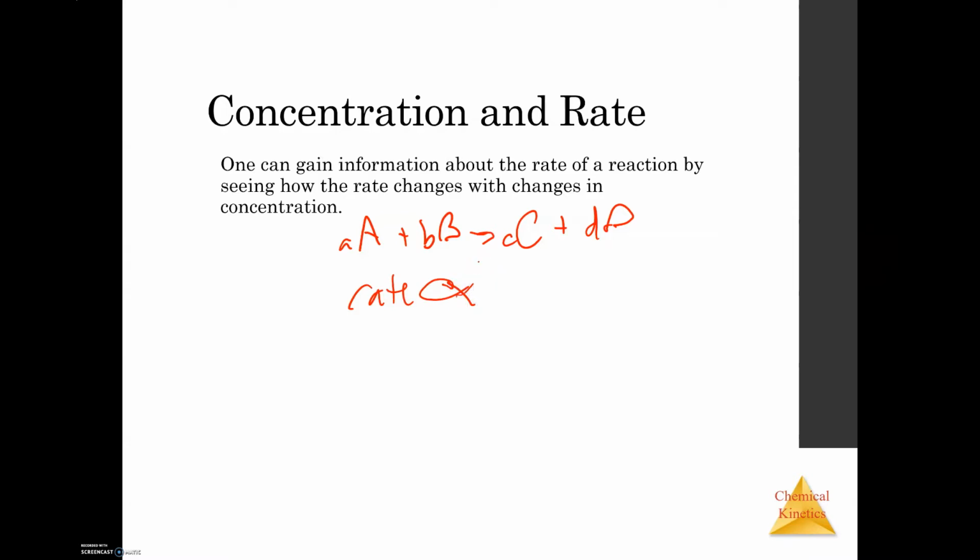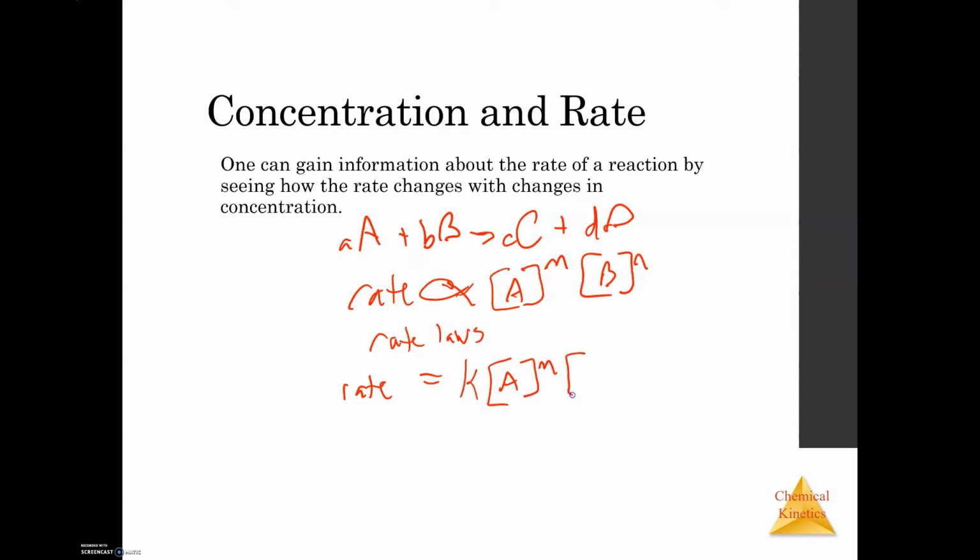You can turn the equality sign into a proportional sign, and it's based off of the concentration of A to the m power times the concentration of B to the n power. So this is starting to become what is called a rate law. And rate laws are what we use to help describe how a reaction takes place. It's the kinetics of the reaction. Now, this proportional symbol can be rewritten using equality, but now we're going to introduce a new symbol, K. And K is the rate constant.